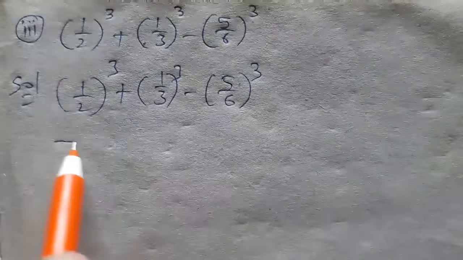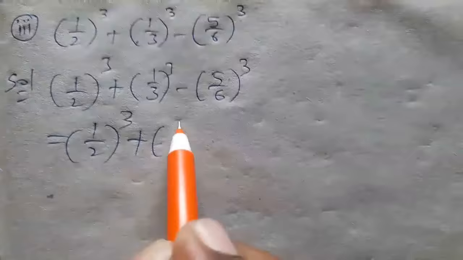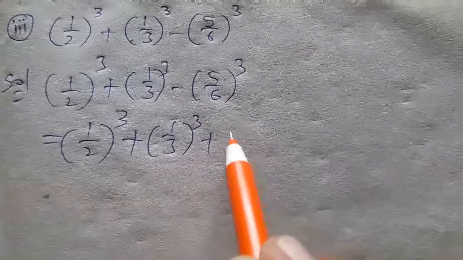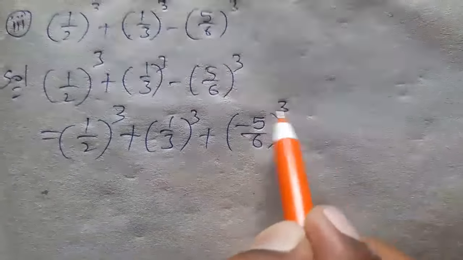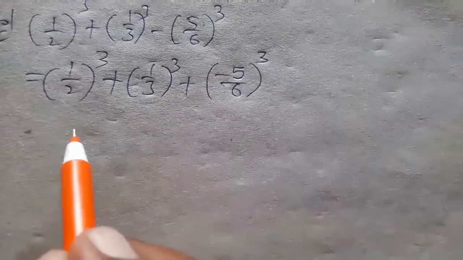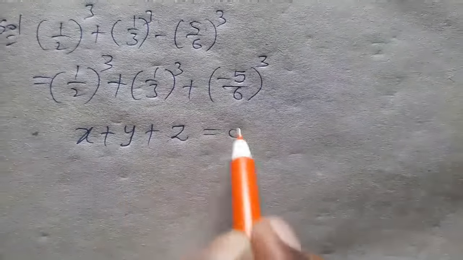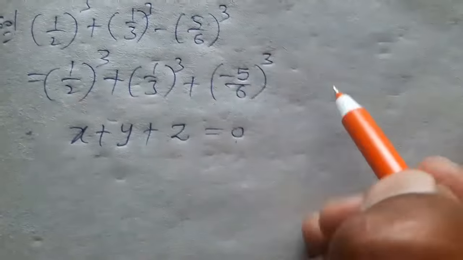This can be written as (1/2)³ + (1/3)³ minus, which can be written as plus, taking the minus inside, (−5/6)³. Why are we writing it like this? So that the sum of the bases, x + y + z, equals 0. Understand? That's why we have written the given question like this.